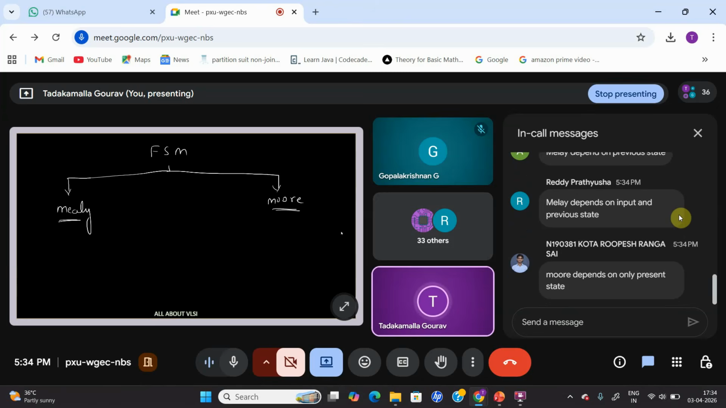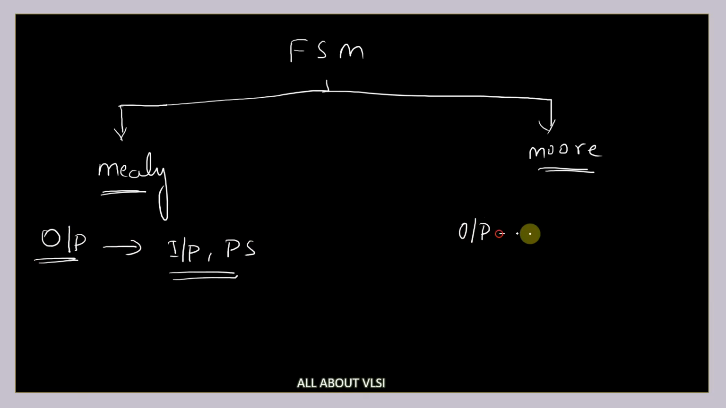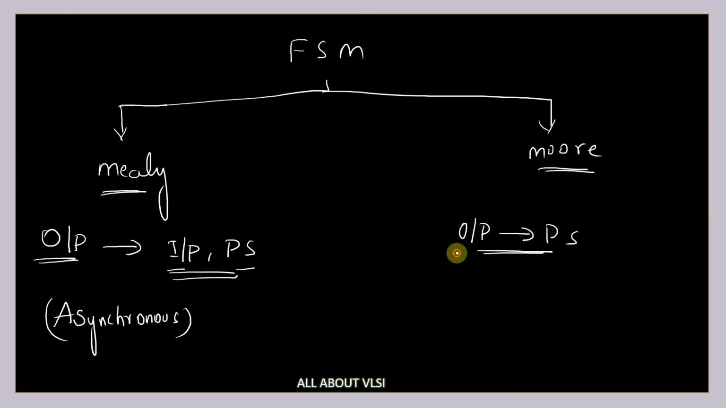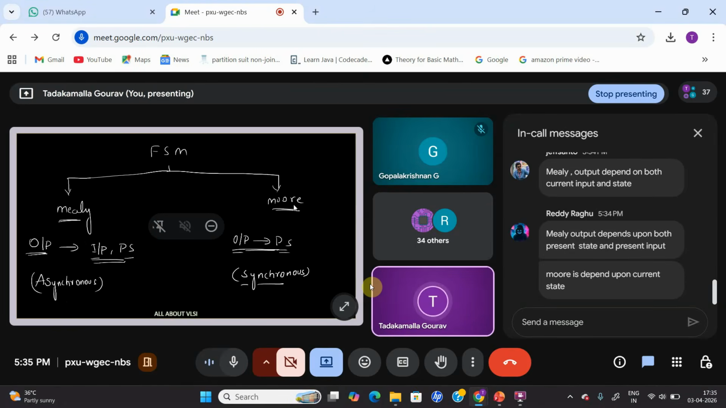Okay. So you're saying correct, but you're missing one particular point, which is output. In the case of Mealy, output is dependent upon input as well as present state, whereas in the case of Moore, output is only dependent upon present state. Since Mealy output is dependent upon input and present state, this can be said to be asynchronous. And since Moore output is only dependent upon the present state, it is synchronous in nature, whereas Mealy is asynchronous in nature.